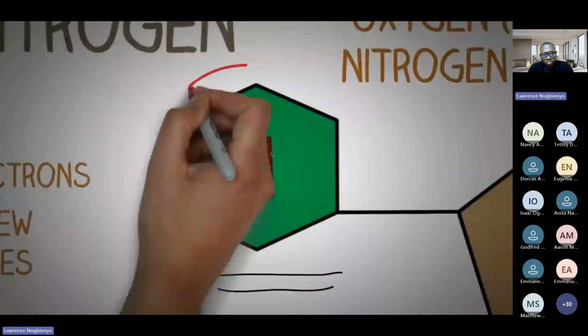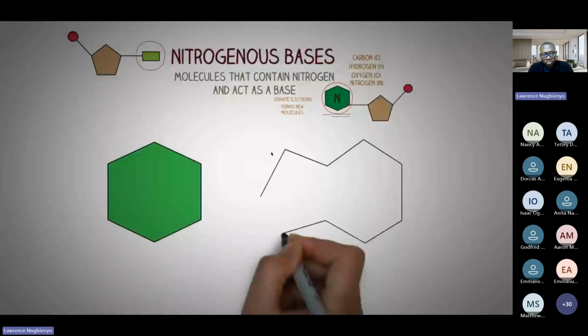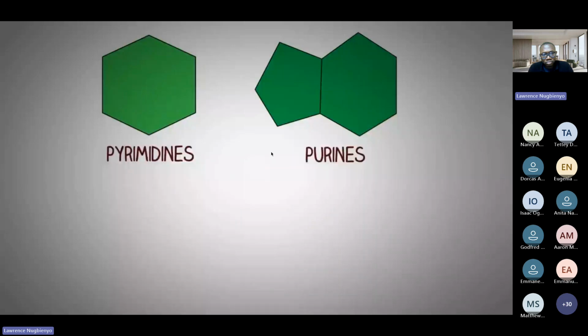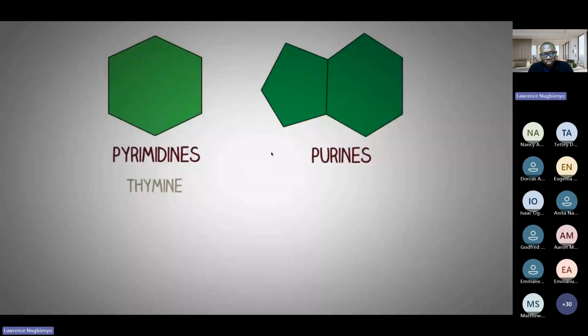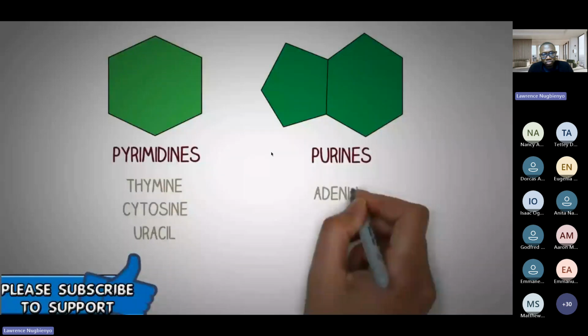The nitrogen combines with all of these other atoms to form ringed structures. Now we can have two different types of ringed structures. One where there are single rings and second where there are double rings. The single rings are called pyrimidines and the double rings are called purines. We have three different types of pyrimidines, the thymine, cytosine, and the uracil. And we have two different types of purines called adenine and guanine.